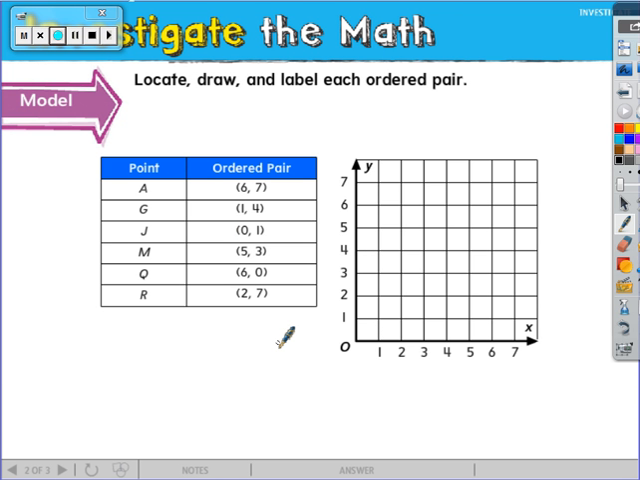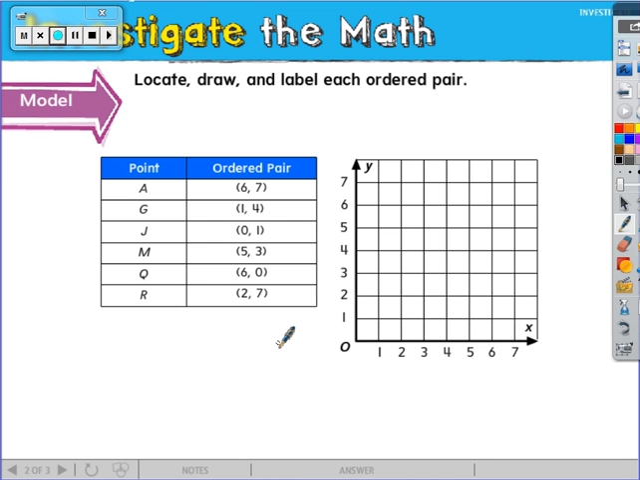All right. Now we're going to have a little bit of fun. We're going to locate, draw, and label each ordered pair. I am going to do number 1. After I do number 1, I will have some other people come up and fill in the rest of them. So I'm going to do point A.